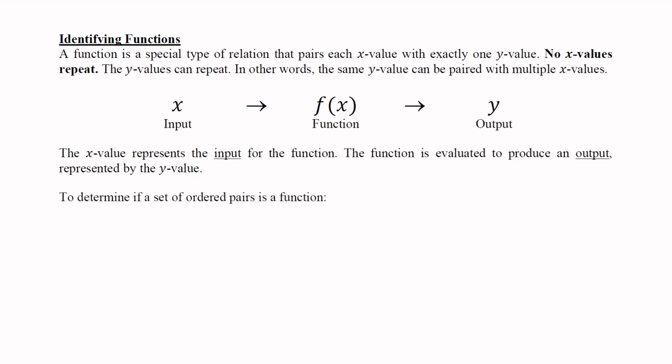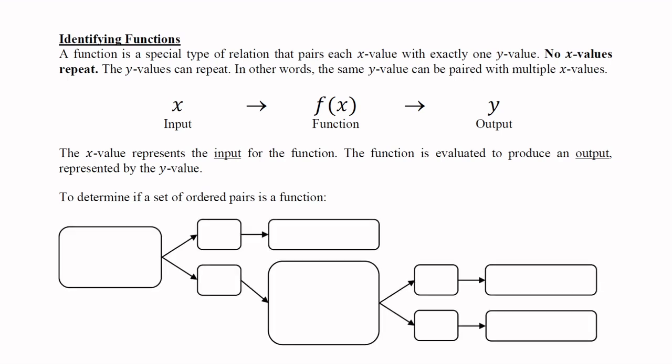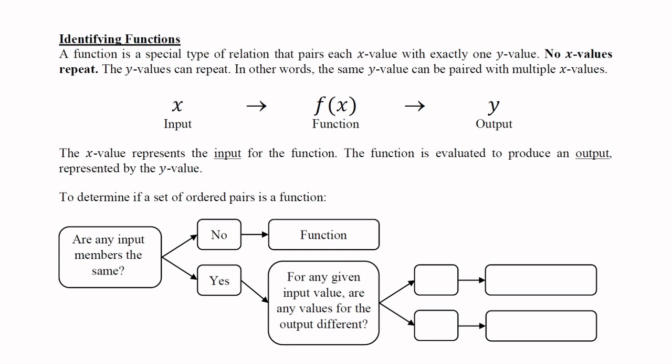To determine if a set of ordered pairs is a function, you can use this flow diagram. The first thing you want to ask is, are any input members the same? If none of the input members are the same, then you have a function. If you do have input members that are the same, then you have to ask this question: for any given input value, are any values for the output different? If no, then you have a function. If your answer to this question is yes, then it is not a function.